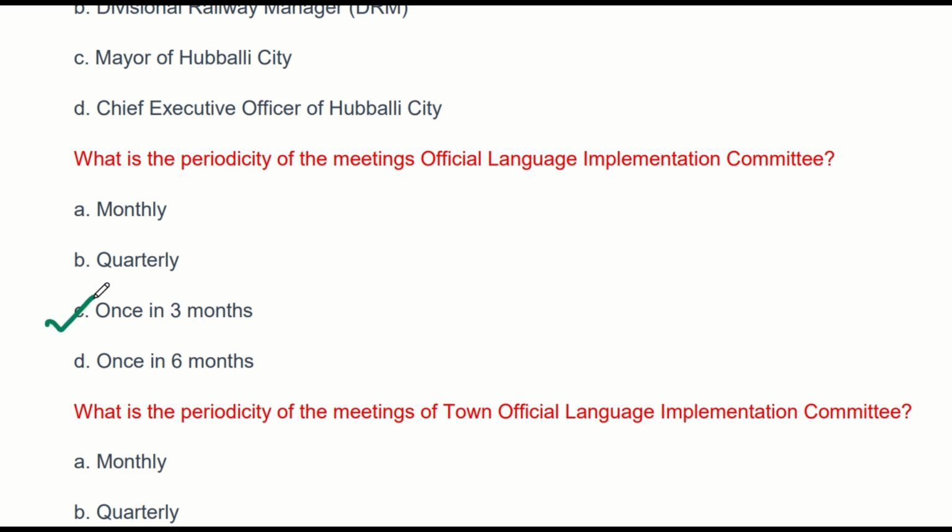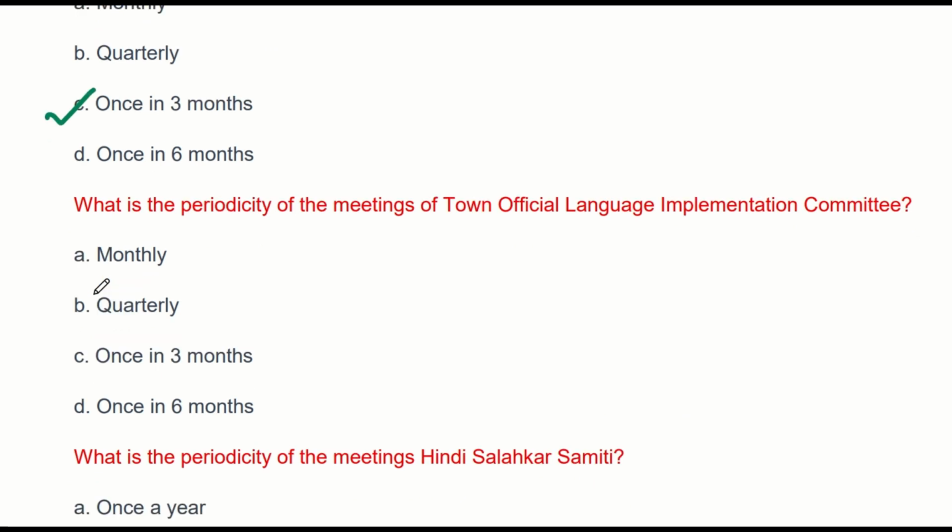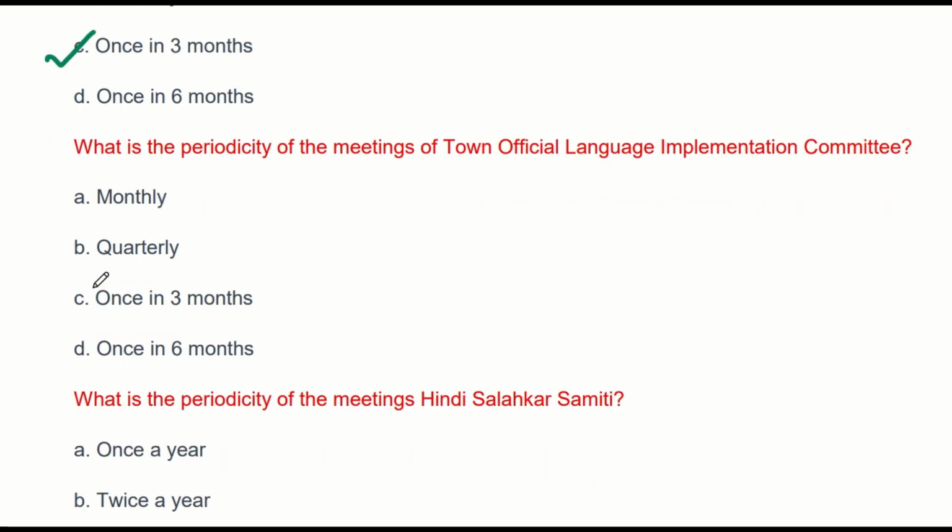Once in 3 months. What is the periodicity of the meetings of Town Official Language Implementation Committee? A. Monthly. B. Quarterly. C. Once in 3 months. D. Once in 6 months. And right option is option D.